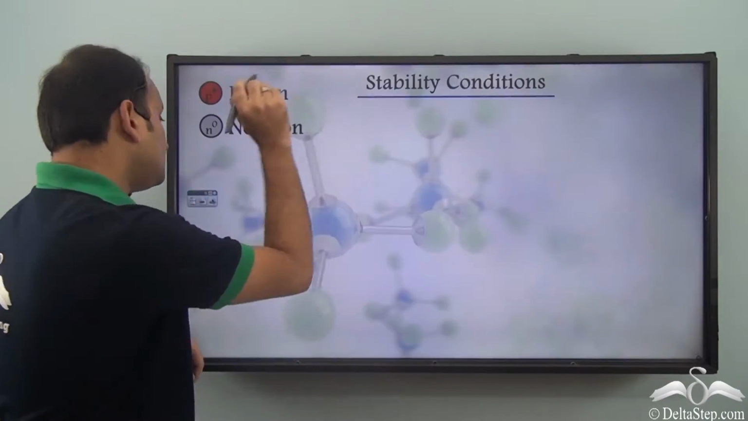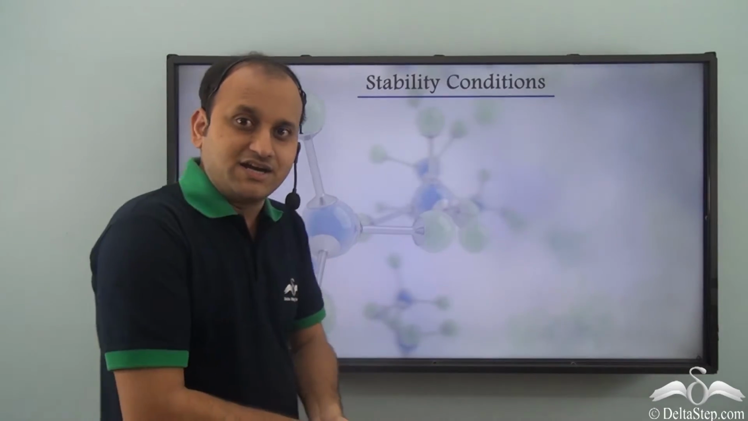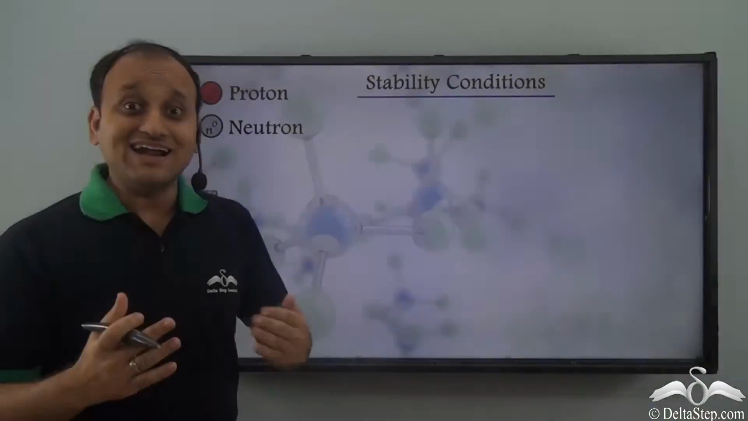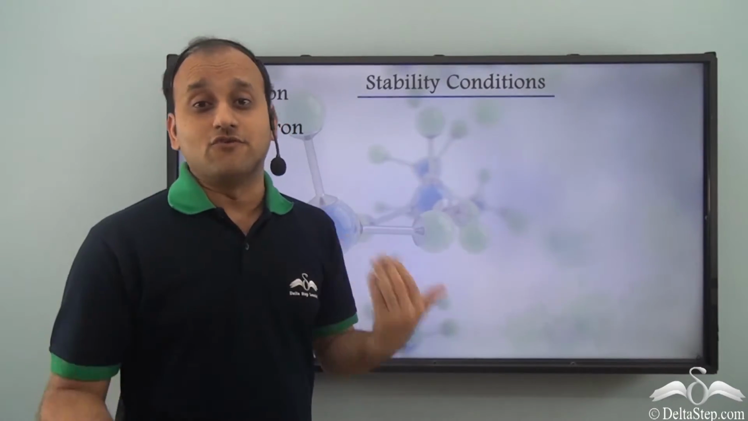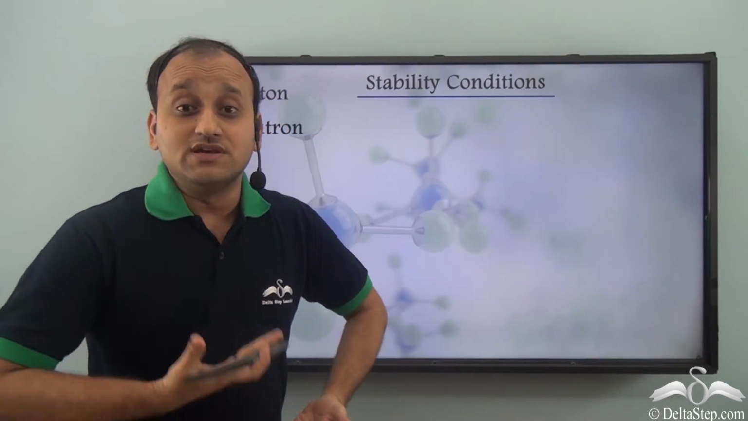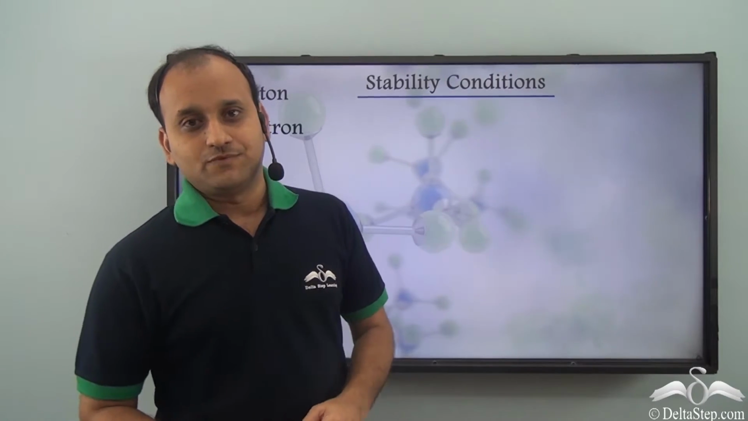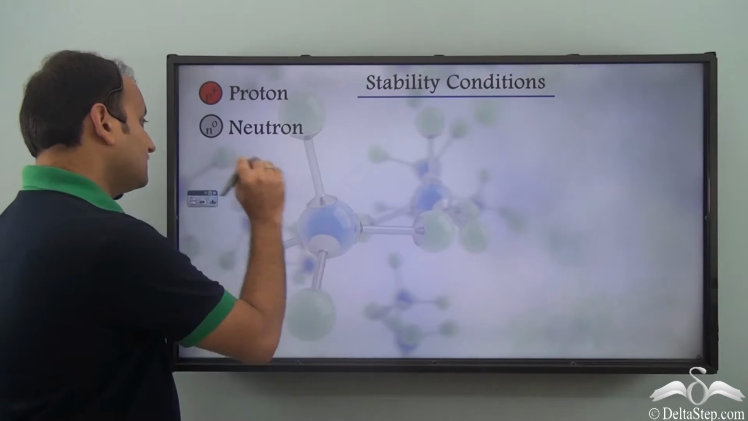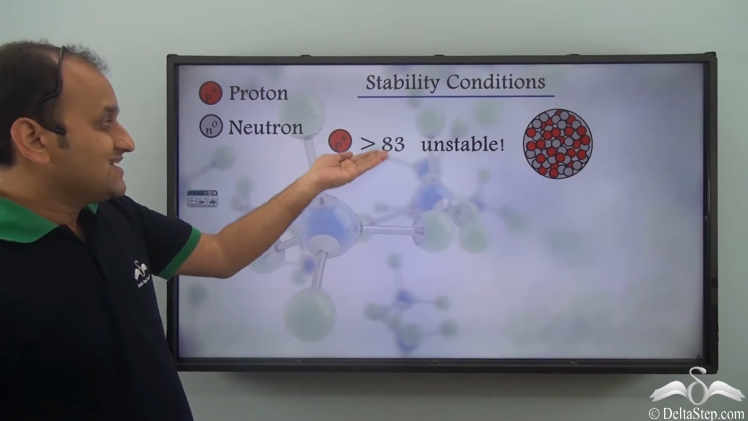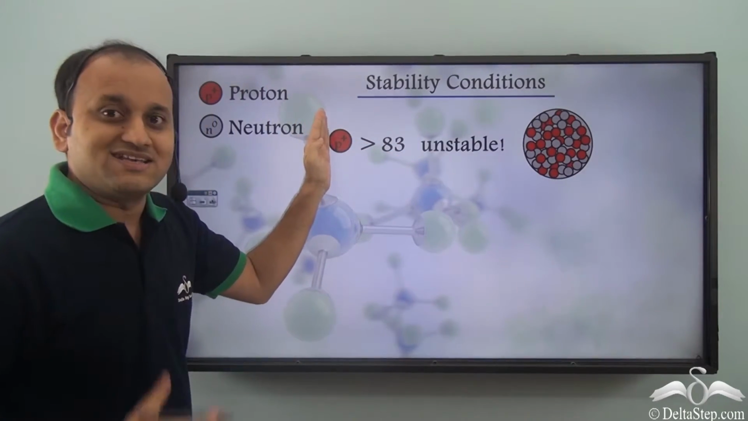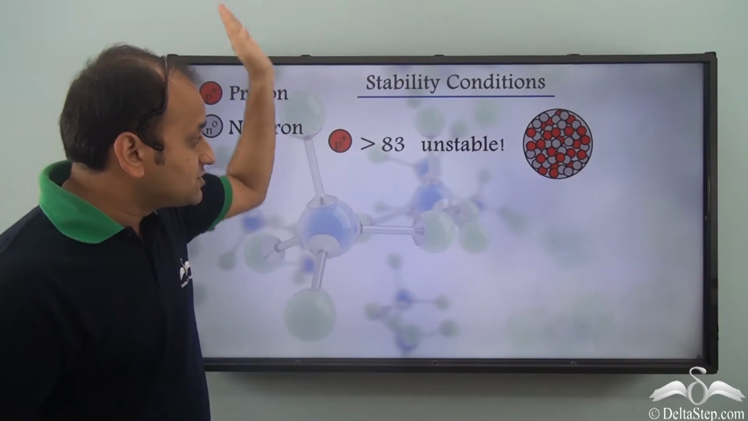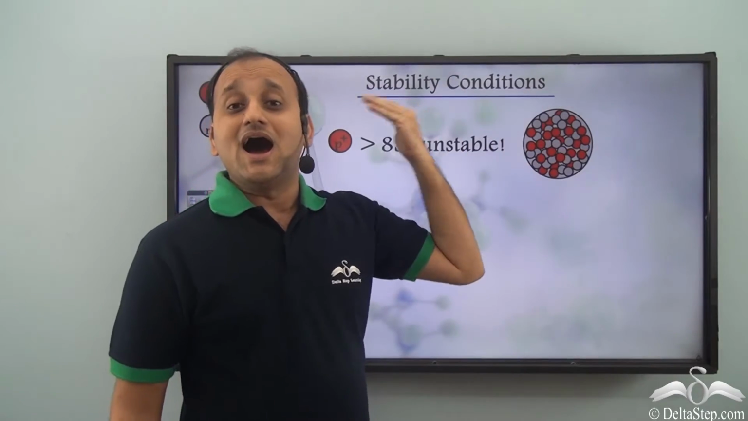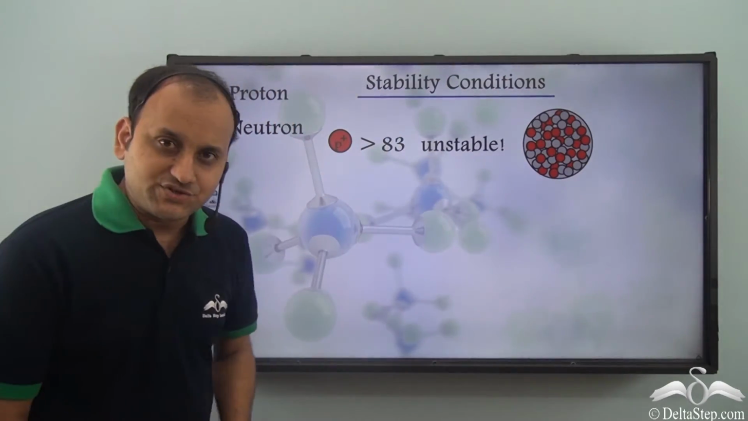Now, there are certain conditions in which this stability is disturbed. That is, there is an imbalance of forces and then the nucleus becomes unstable. So let's understand what are the different conditions for that. A major condition is that if the number of protons is larger than 83, in that case the nucleus will be unstable. So why 83?